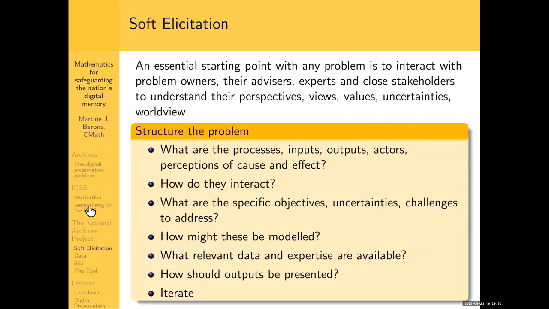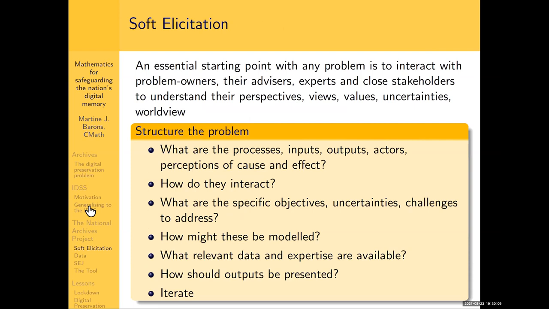So soft elicitation: any problem that's got stakeholders and real world situations starts with the problem owners. What is their goal? What are their values? What are their conceptions about how the system works, how it fits together? What are their causal beliefs?